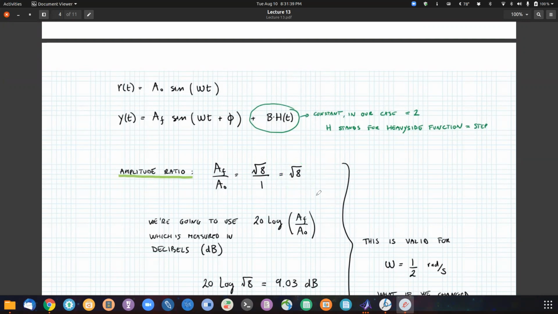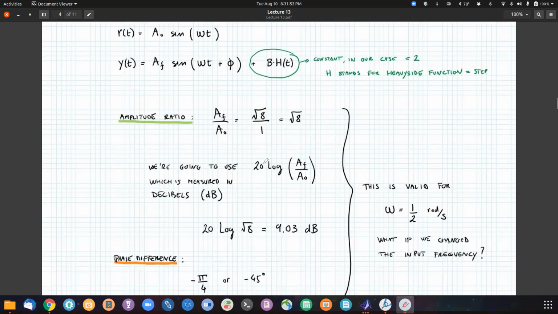Now, usually, instead of just taking the amplitude, we take 20 times the logarithm in base 10 of such amplitude. And the units for 20 logarithm in base 10 of something are decibels. So how much the amplitude has been increased or decreased is measured in decibels. In this case, we have 20 logarithm of square root of 8, which is equal to 9.03 decibels.